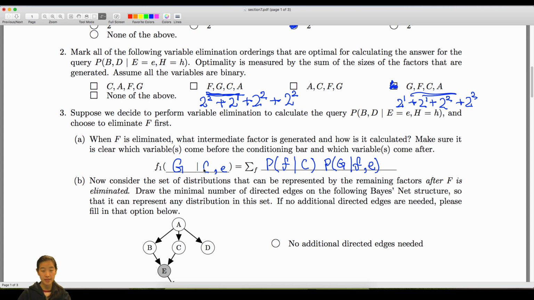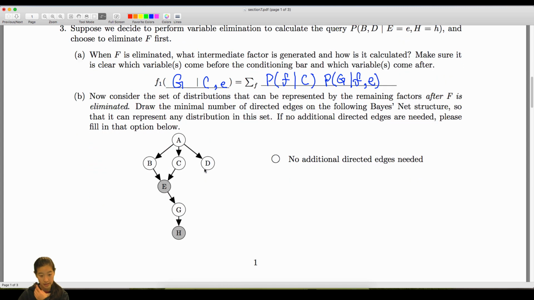Now, how do we represent this new factor in our Bayes net? Keep in mind, all of a sudden, we don't have F, which is shown here. There is no F here. But we still somehow need to represent that the G, given C and E, is a probability distribution that we have. So how can we show that? There are many ways. We can create a fake variable, call it F prime, and have them pointing to that. That's obviously going to work, but that's not going to be the most optimal. Very intuitively, we can draw an edge from C to E, and that would give us the distribution that we want.